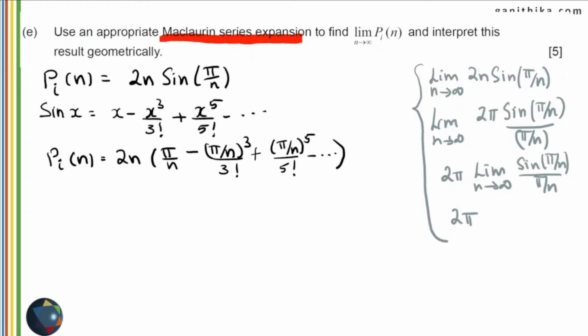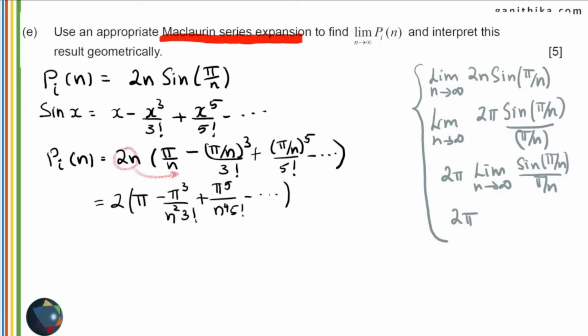the value of x as pi over n, you will get the expansion of P_i of n as 2n into pi over n minus (pi over n) the whole cubed by 3 factorial plus (pi over n) the whole power 5 by 5 factorial, etc. You don't need to write more than 3 terms. It's enough if you write 3 terms in this series. Now you have to multiply this with each term. Then you get 2 into pi minus pi cubed by n squared.